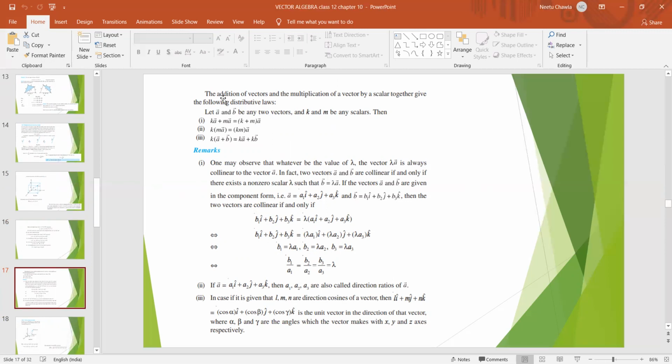Now here what they are saying: the addition of two vectors and the multiplication of a vector by a scalar together give the following distributive law. If I am multiplying a vector by any scalar k and again a vector with scalar m, we can also write it like this: k plus m times a vector. Or in case of multiplication, we can write k times m a, that is km into a. And for the third part, if I multiply a constant with the sum of two vectors, then also it will give us ka plus kb.